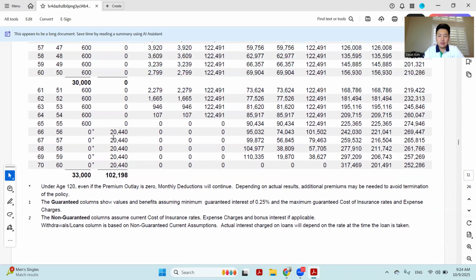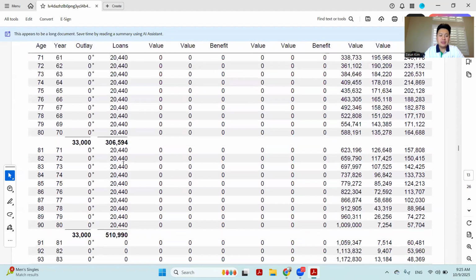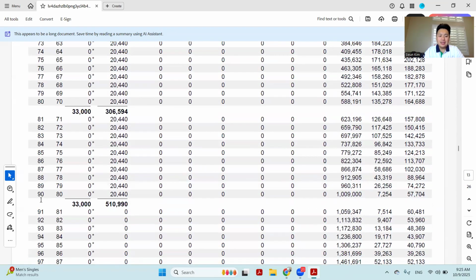You start taking out $20,440 a year tax free, right? So then every year, starting at age 66, gets an income of $20,000 or so passively a year tax free. And this continues until the child is 90 years old now. And if they live up to 90, they would have withdrawn how much? $510,000 in tax-free income. And how much did the parents and the child put in?